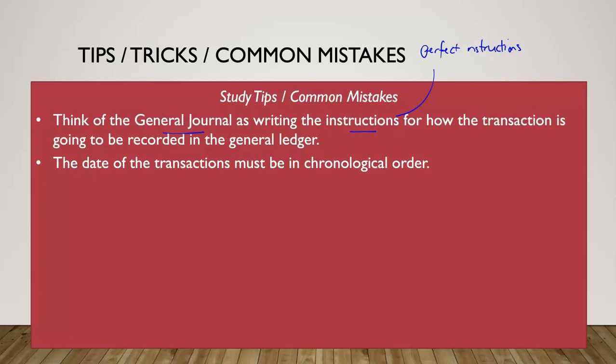The date of the transactions must be in chronological order, the order that they occurred. In each transaction, your debits must equal your credits. If not, there is clearly a mistake. Often, if you identify the amount difference between your debits and credits, you can be that detective to work out what has gone wrong.